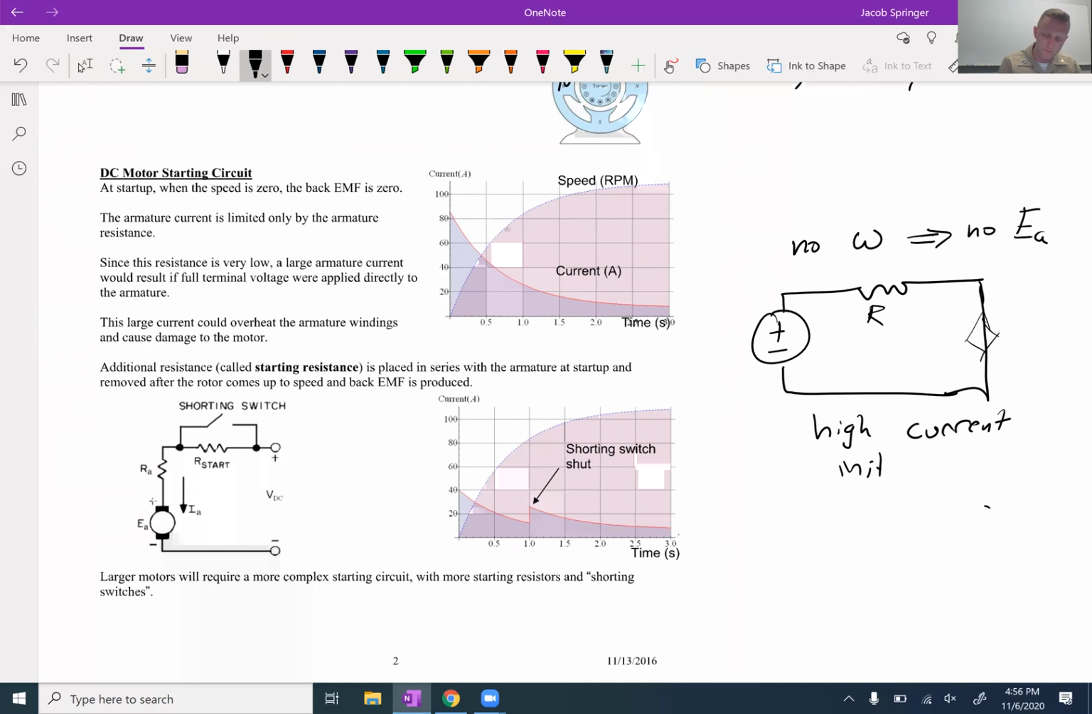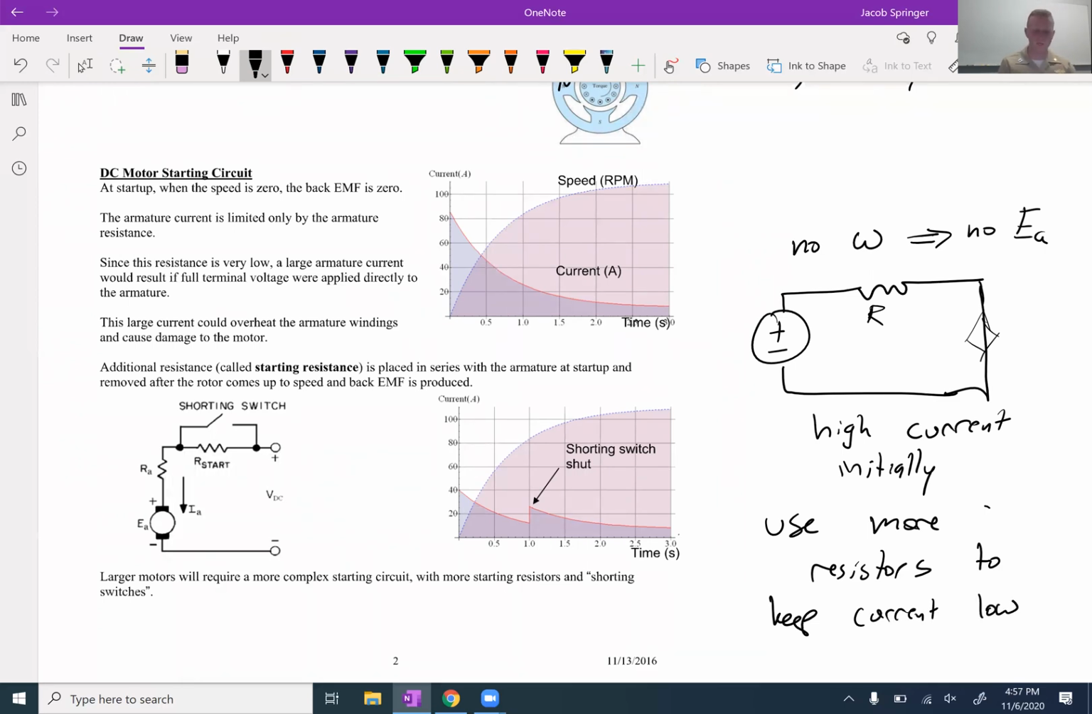Well, whenever this EA is 0, then I have a high current initially, right? And so what we'll do is we'll use more resistors to keep the current low and not overwhelming the wires, burning them up, melting them. Use more resistors to keep current low. Current being at the speed that we need. So right here, they have a starting resistor at the start.